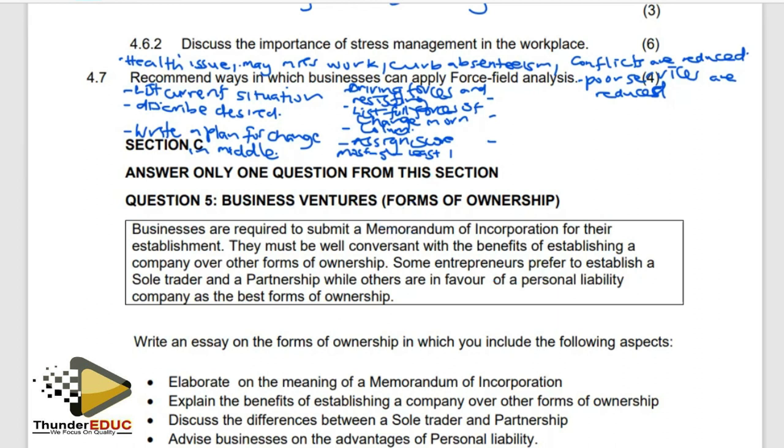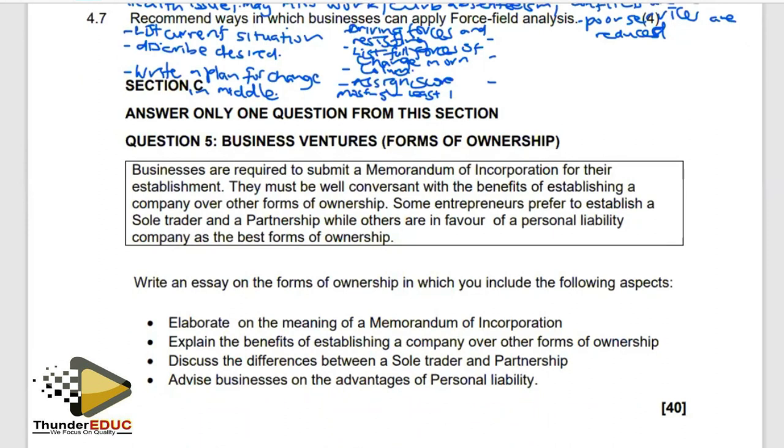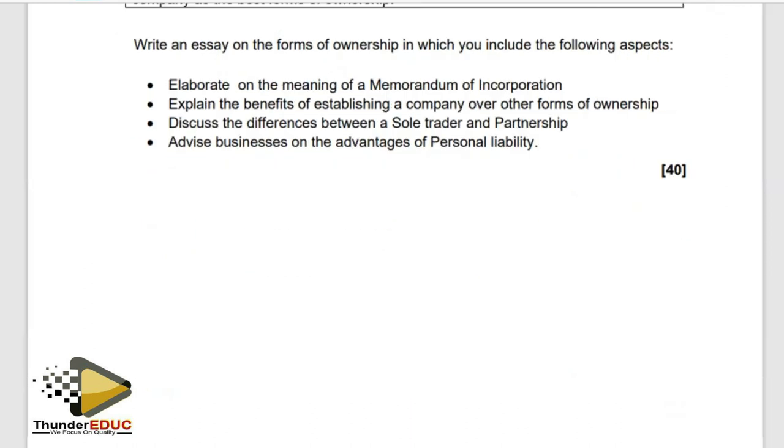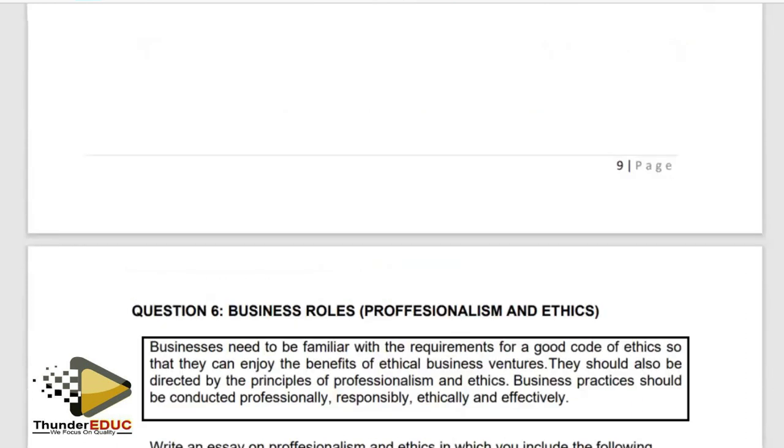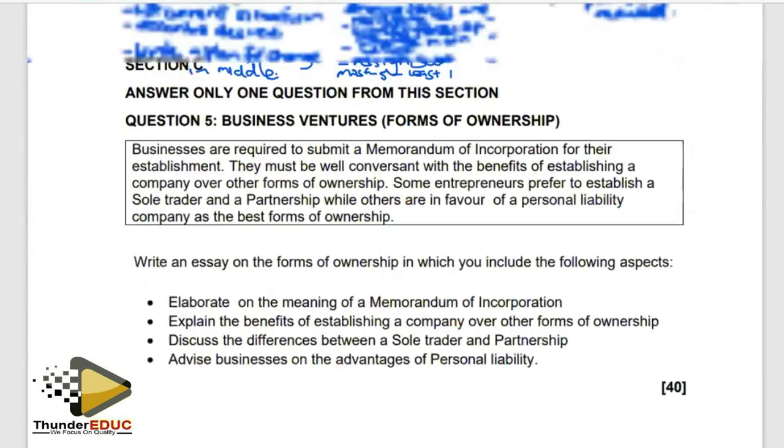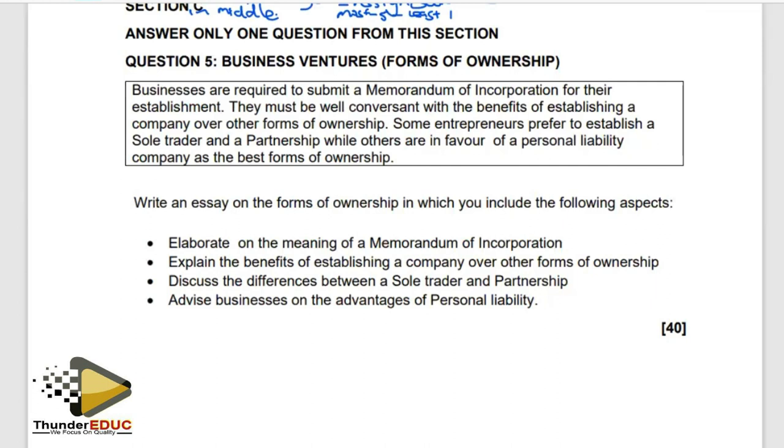Section C is the essay part of business studies. In section C, we are required to answer one question, either number 5 or number 6. Before you choose one, go through the other questions from both sections, business ventures and business roles. Find out which one you are more comfortable with and choose the one you can do better. Remember, we choose what we can do better, not what is most difficult, to show that we are superior to the rest of the class. No, we do what we can do best by ourselves.